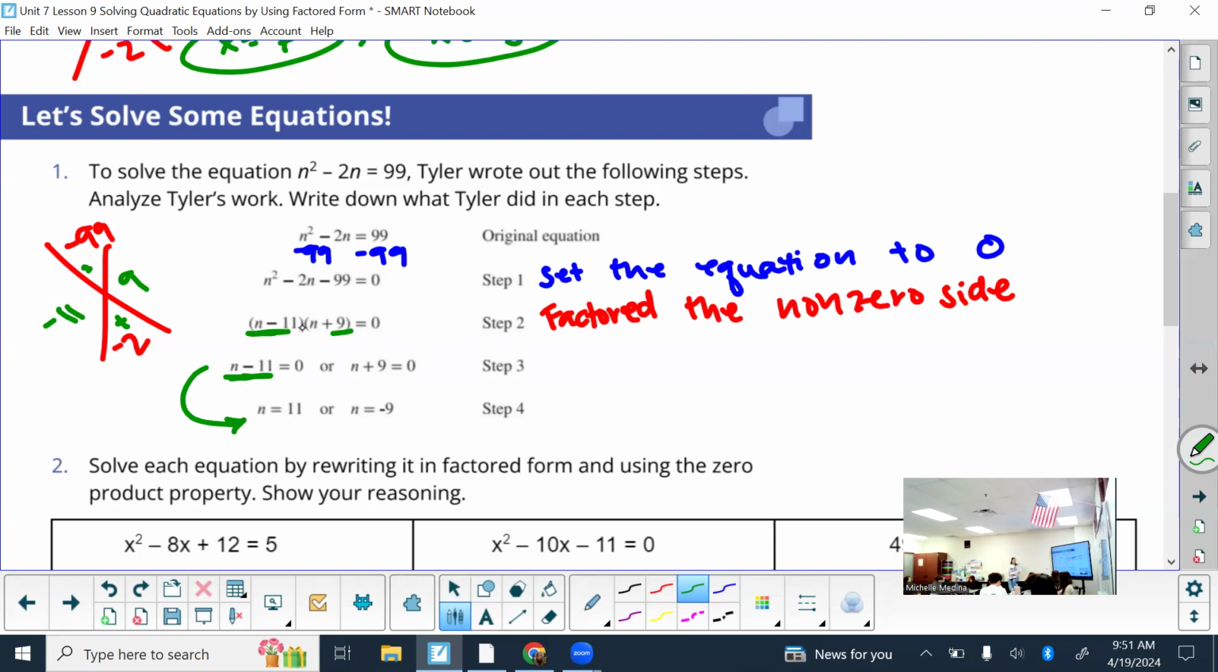So to summarize that, from here to here, they set each factor equal to 0. That's what they did. There was one equal 0, now there's 2 equal 0. And the parentheses are separated. So they set each factor equal to 0.